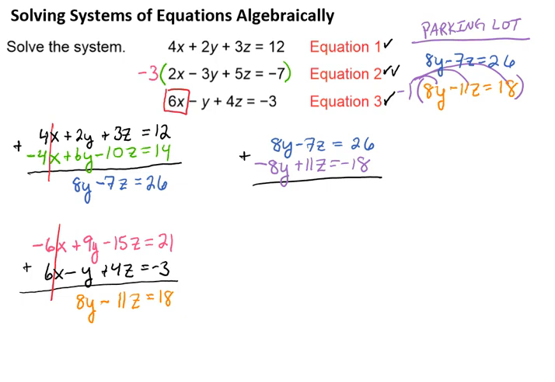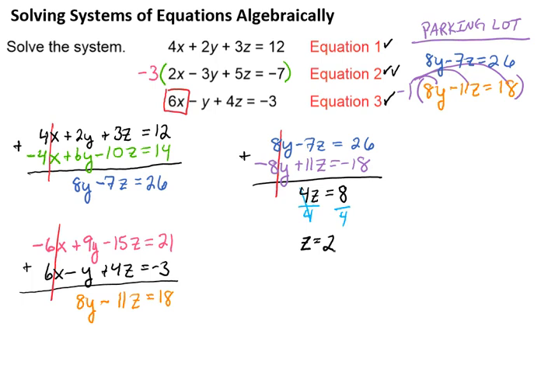All right, so now we add those and the y's go away. And now we have a -7z plus 11z. And that's going to give us a 4z equals, and we have 26 plus -18. And that's going to give us a +8. Then from here, we're just going to try and get that z by itself. So we're going to divide both sides by 4. And that's going to leave us with z equals 2.